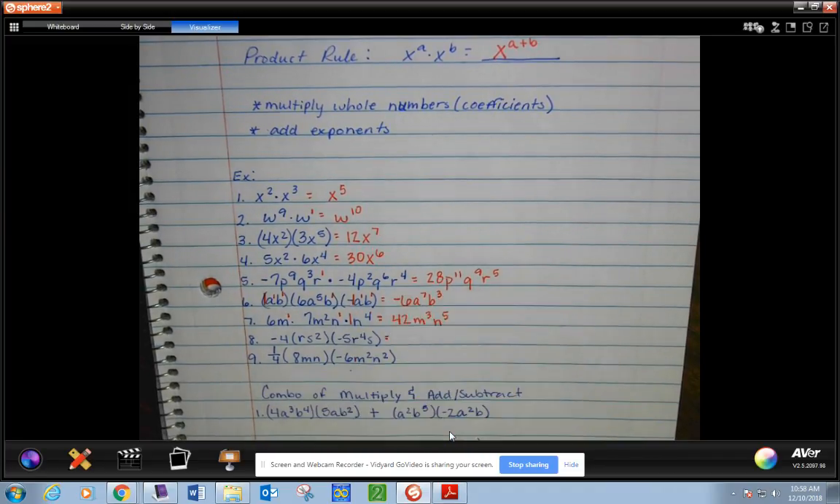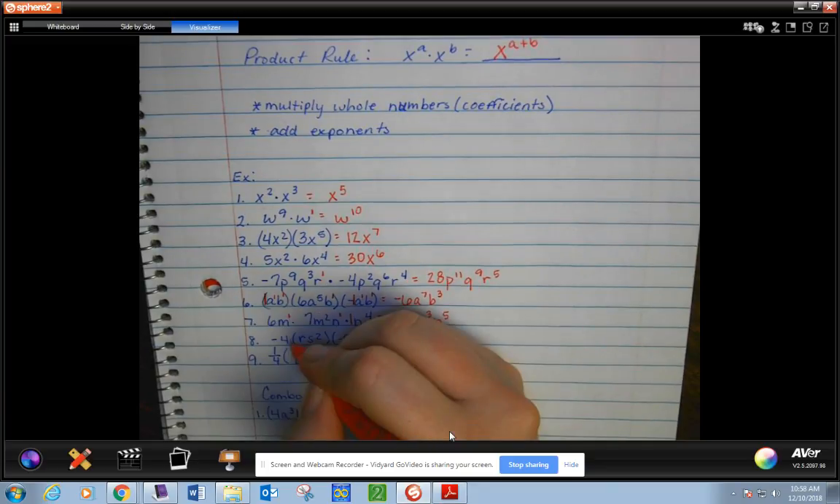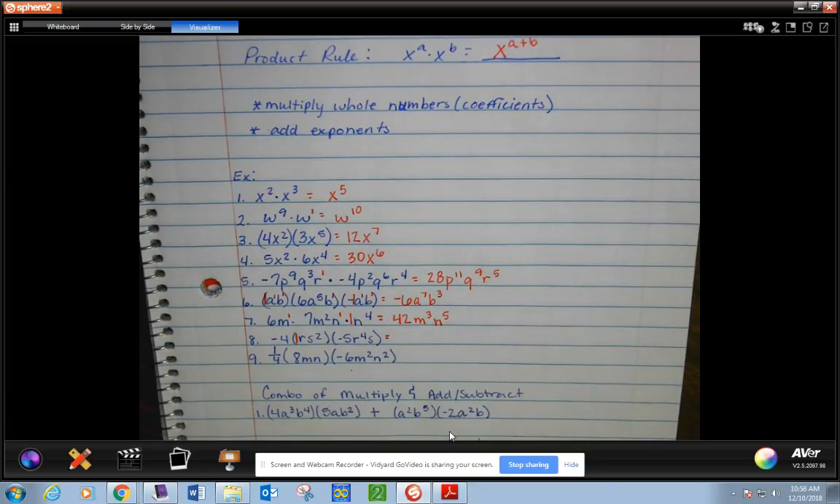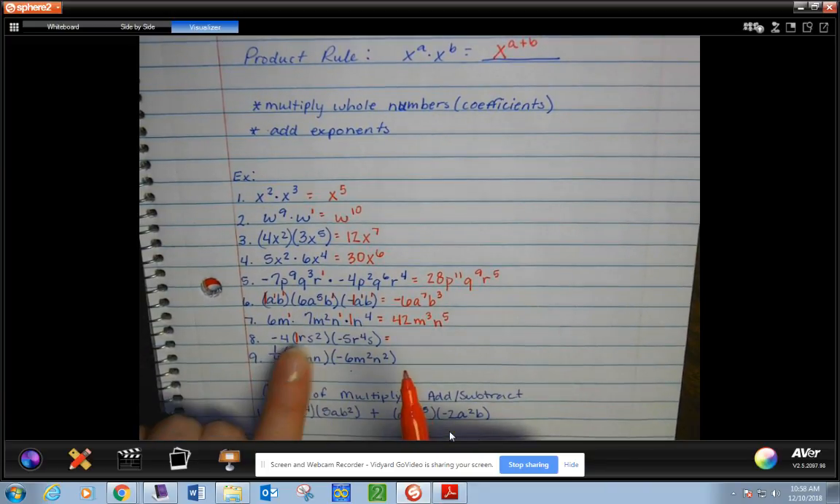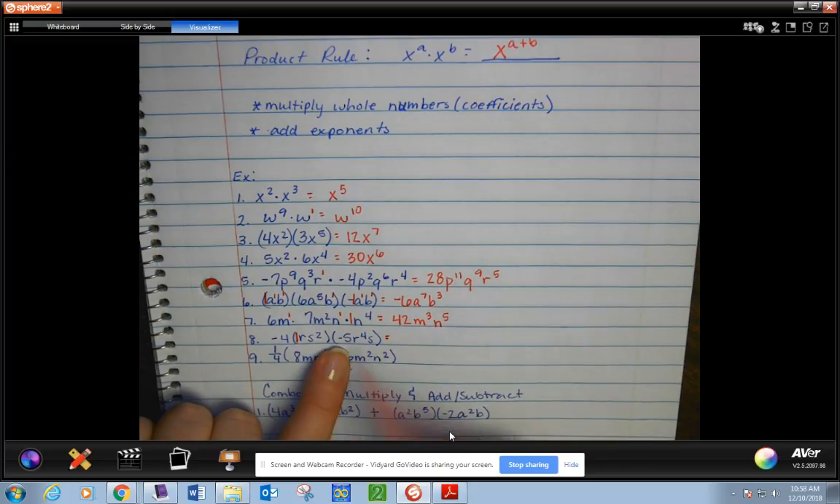For example 8, I have negative 4 times r s squared times negative 5 r to the 4th s. Okay, the first thing I'm going to do, I'm going to put a 1 in front of that one so I can multiply my whole numbers. I've got negative 4 times 1, which is negative 4. And then negative 4 times negative 5 is 20.